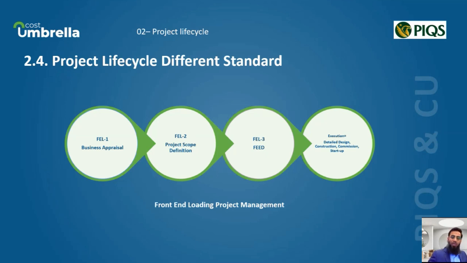The third stage is FEL3, front-end engineering design, known as FEED as well. In this final phase, we finalize a plan for execution. This involves creating detailed design, finalizing the budget and schedule, and obtaining the necessary regulatory approvals and permits. The final estimates are produced as well as design packages and the project execution plan.